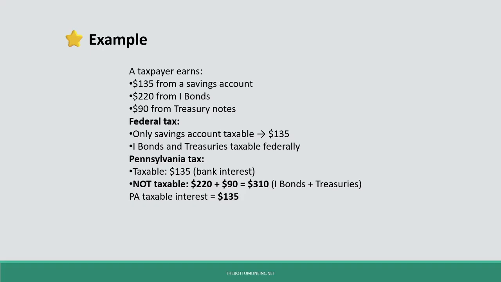So federally, the savings account is taxable, the I bonds and treasury are taxable. So everything federally is taxable. But in Pennsylvania, only the $135 of interest is taxable. The other $310, the $220 I bond and the $90 treasury note, are tax free. So you can save on $310 of taxable income.